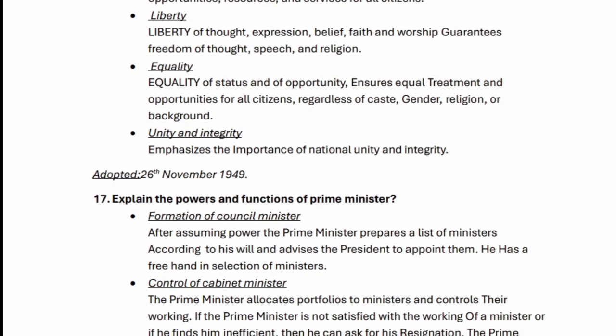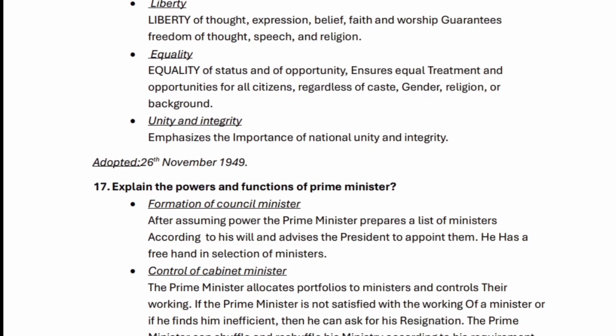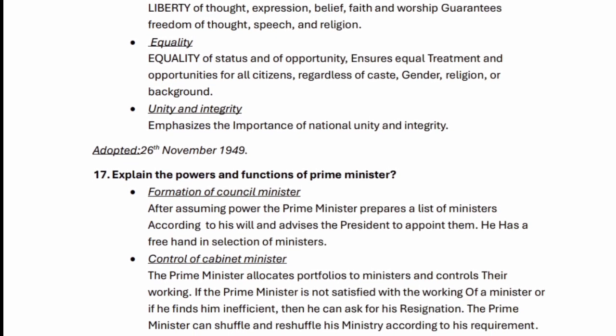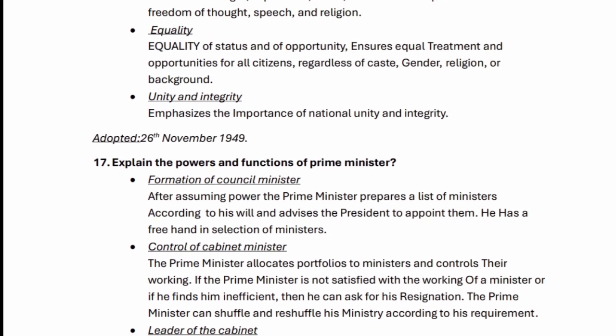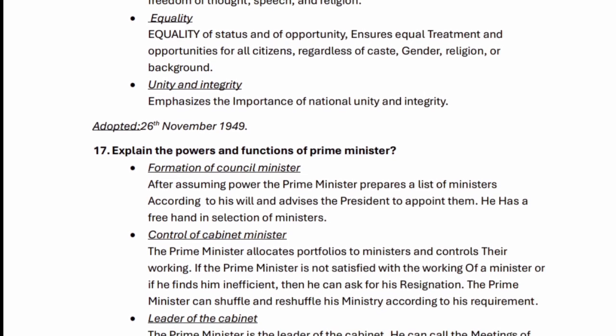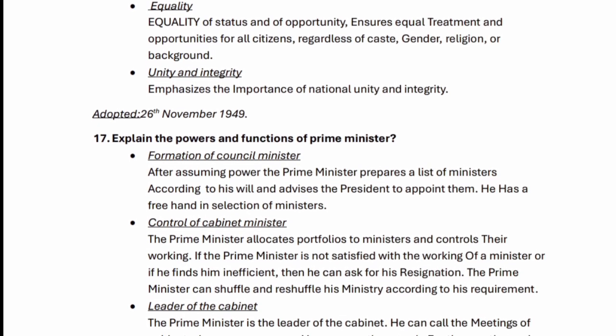Equality: equality of status and of opportunity ensures equal treatment and opportunities for all citizens, regardless of caste, gender, religion, or background. Unity and integrity: emphasizes the importance of national unity and integrity. Adopted: the 26th of November 1949.